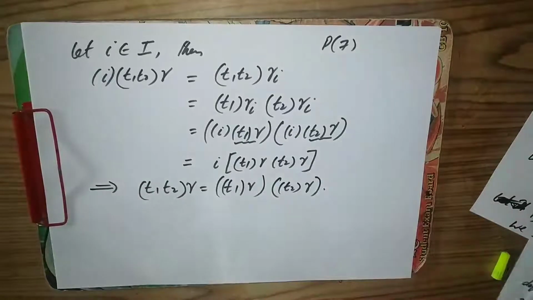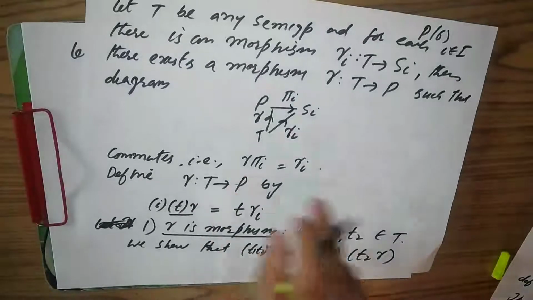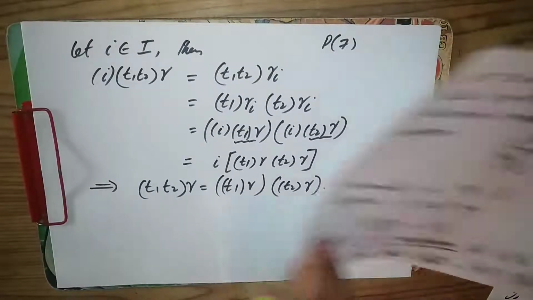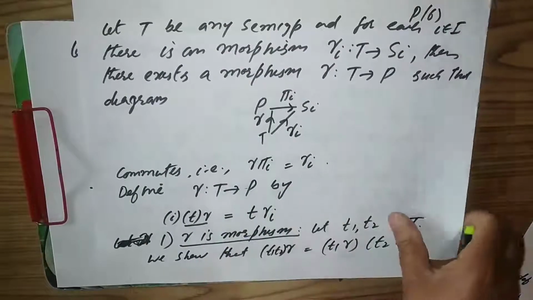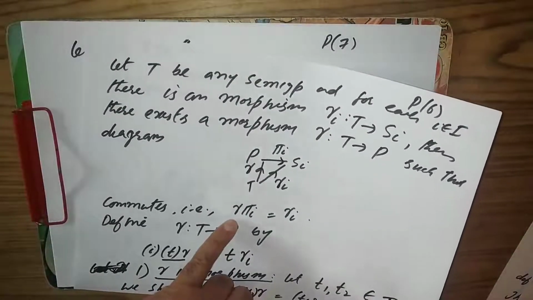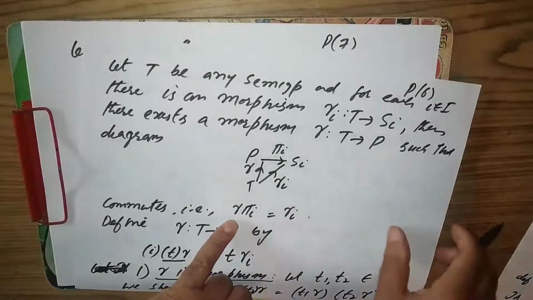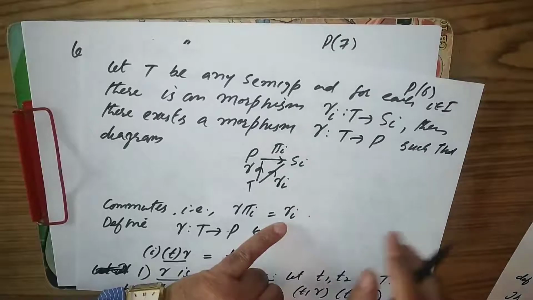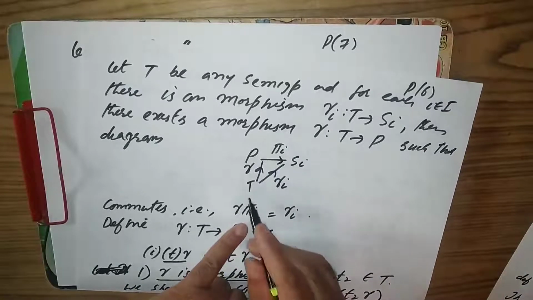Gamma is a morphism. Now we need to show that this diagram commutes. Gamma pi i is the same as gamma i. Let's prove this. Now we check the value of this at any point. At any point, we'll show that it's equal to gamma i at that point. What's gamma pi i? Gamma pi i is a map from T to Si, and gamma i is also a map from T to Si. We will show that they are equal. Therefore, they should be equal at each point of T.